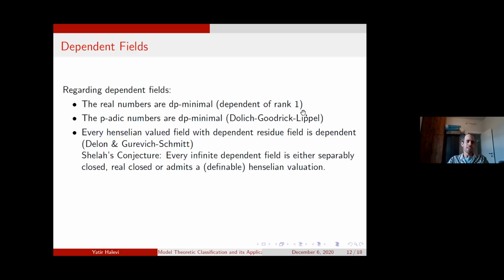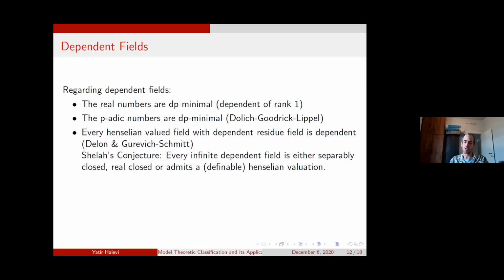And recently, I mean, not very recently, I think 50, 60, 80, 18 years ago, Shelah gave the following conjecture. At least nowadays, it's interpreted the following way: that every infinite dependent field must be either separably closed, real closed, I mean, it has the same first order theory as the real numbers, or it admits some kind of Henselian valuation. So it must be something that we know very well, separably closed or real closed, or there must be a Henselian valuation around.